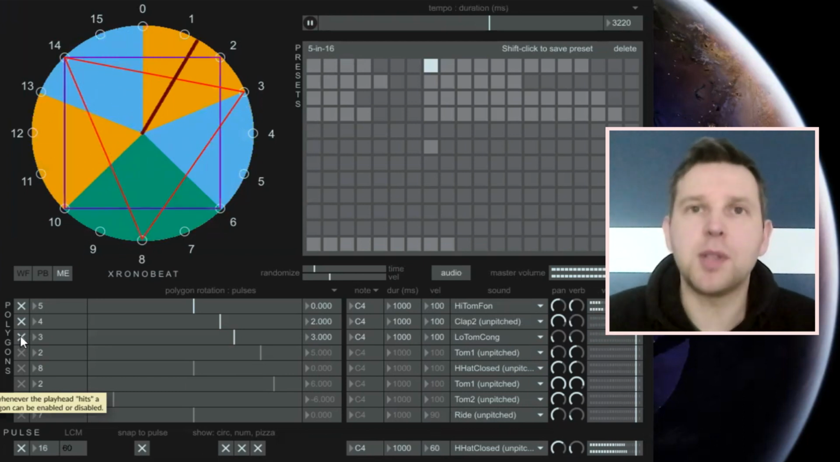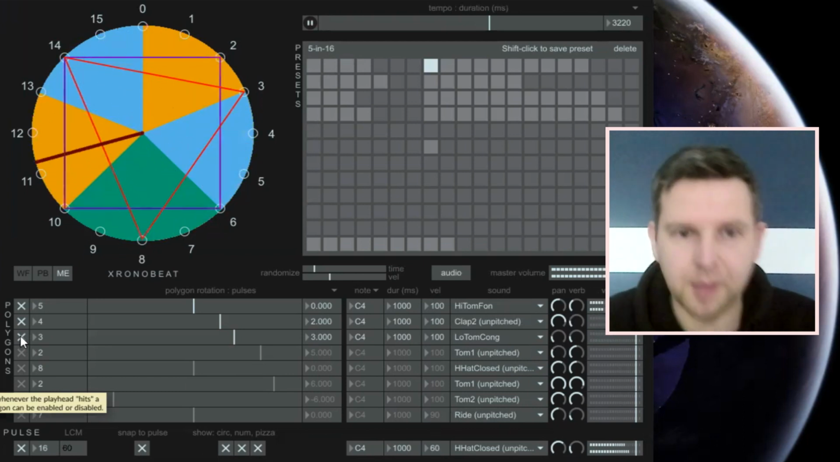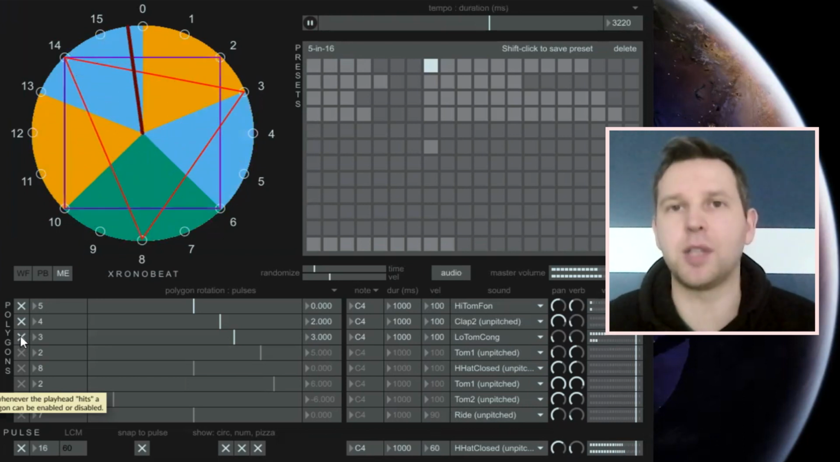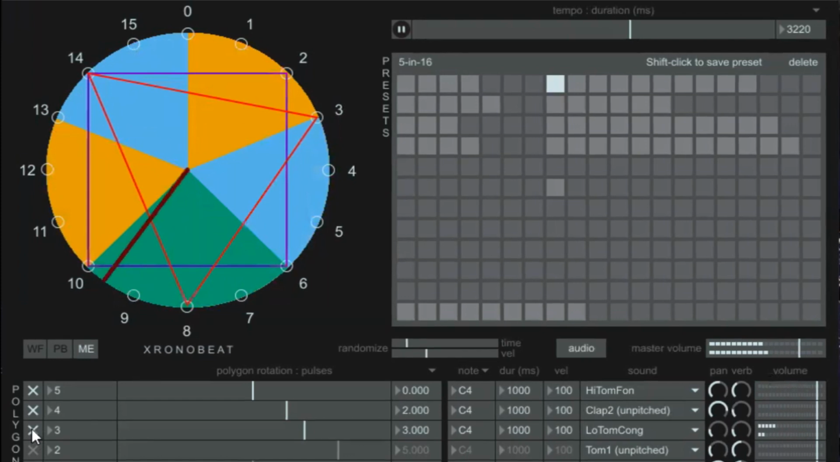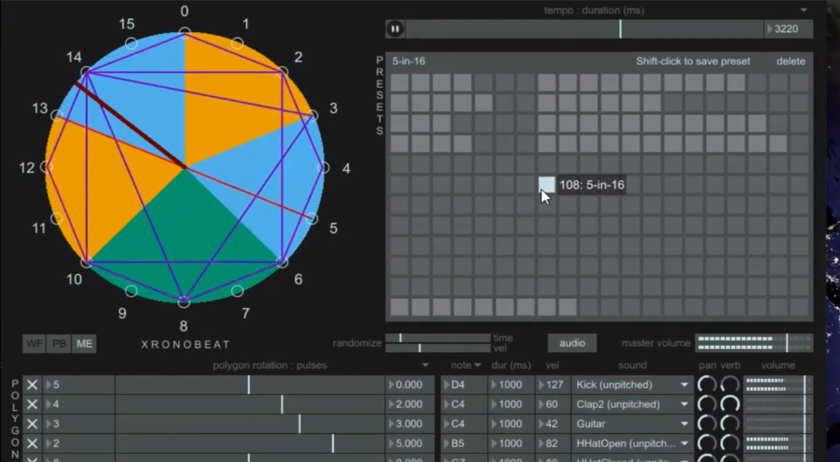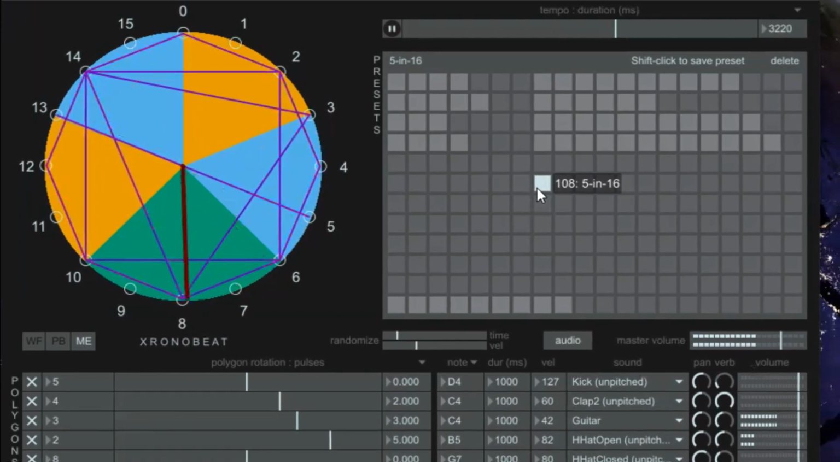So, what makes musical rhythms really exciting is a good balance between symmetrical and asymmetrical division. And of course, you can change the sounds, you can change the pitch, the pan, you have plenty of opportunities.